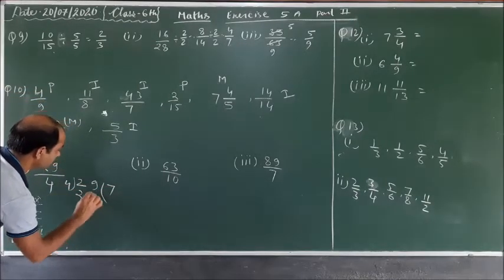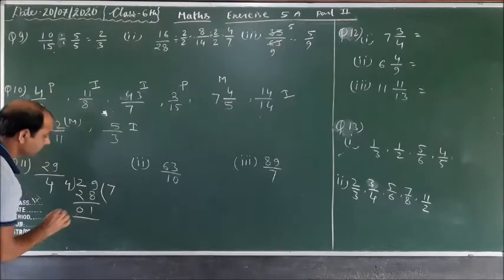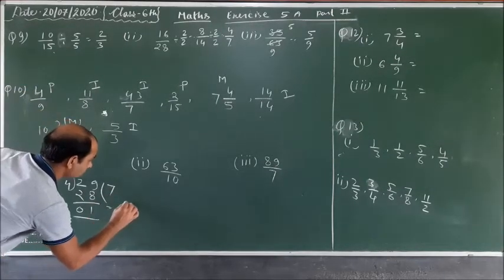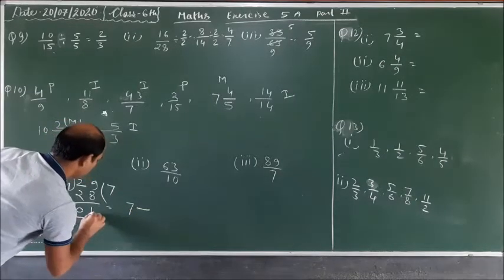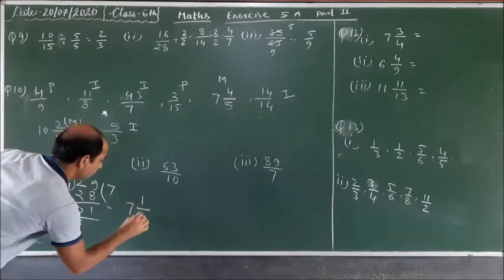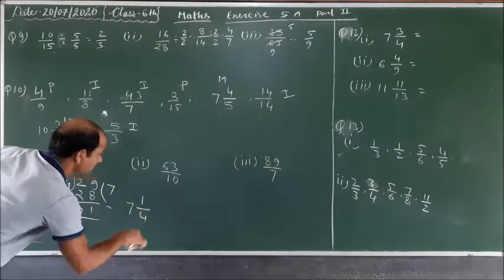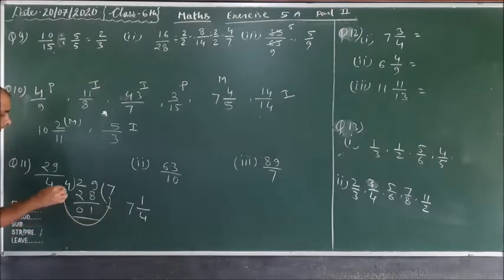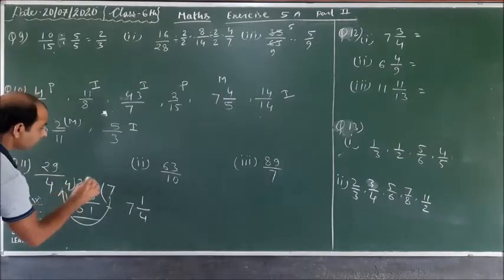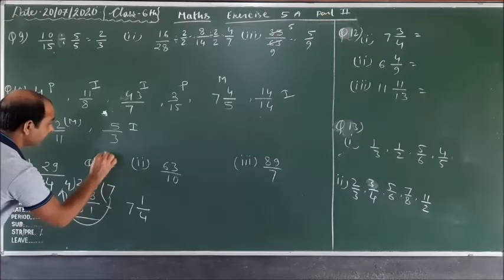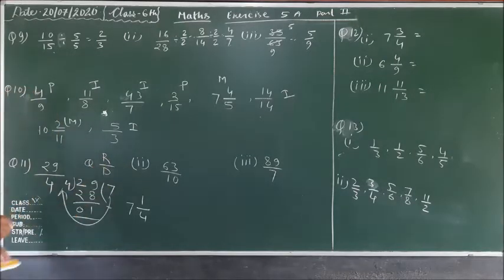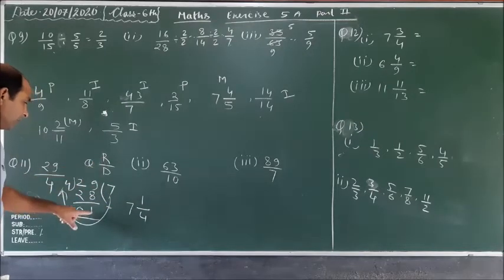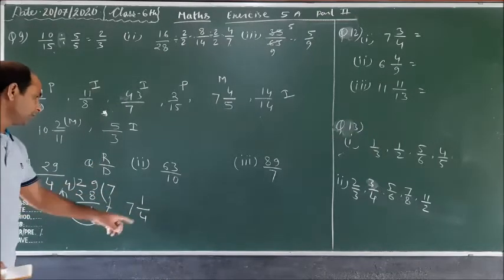4 7s are 28, plus 1 is 29. So dear children, we write here first 7 over 1 upon numerator, divisor means 4. We write here 7 over 1 upon 4, which means quotient over remainder upon divisor. So we write here in this place the quotient, here the remainder 1 and here the divisor 4.